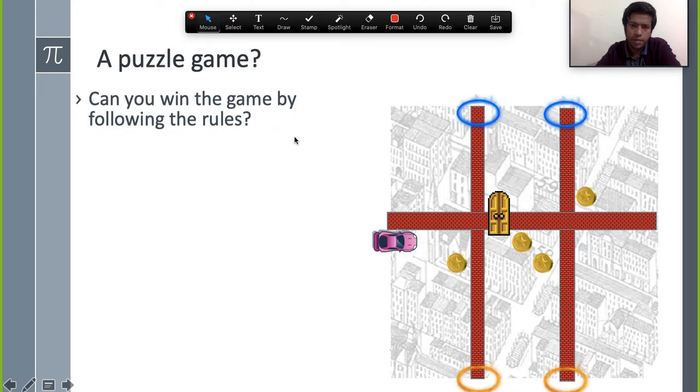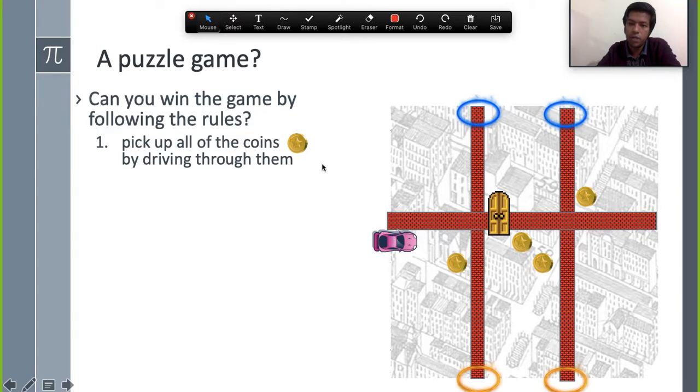Now, kind of a puzzle. Let's say you have a car. This is something like coming from video games or something. Let's say you have a car and you want to solve this puzzle, and there are a couple of rules here. First rule is pick up all the coins by driving through them. So you will have to drive through them and pick up all the coins. And stay close to the wall. You cannot just go here and then come back in the middle. You will have to stay close to the wall.